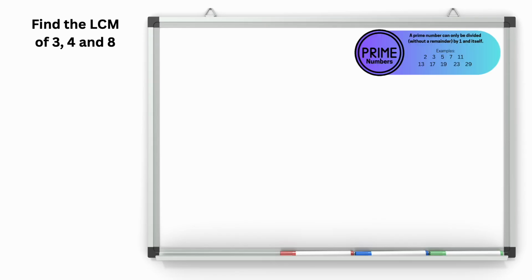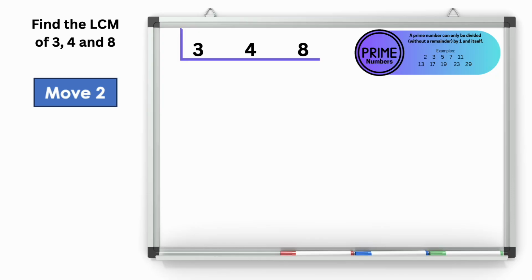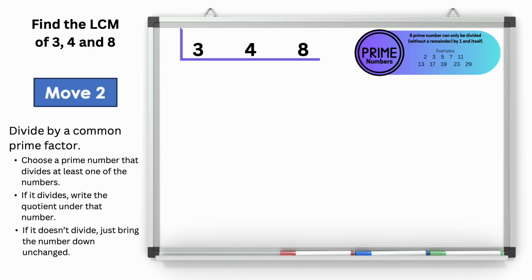Let's get started. Step number 1. We're going to write the numbers side by side: 3, 4, and 8. Next, we're going to divide by a common prime factor. We're going to choose a prime number that divides at least one of the numbers. If it divides, we're going to write the quotient under that number. If it doesn't divide, just bring the number down unchanged.